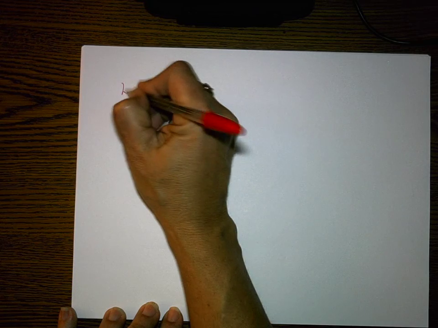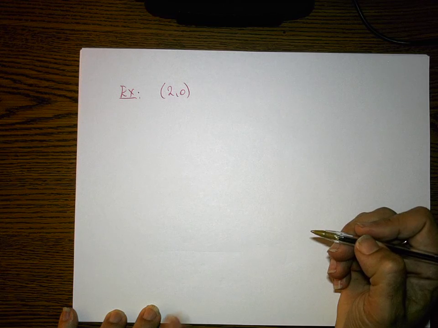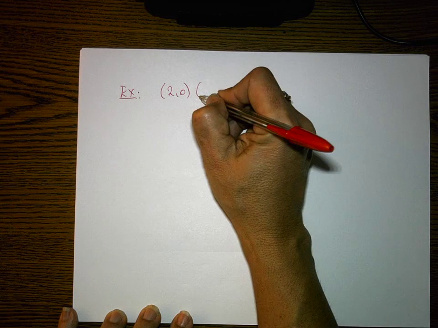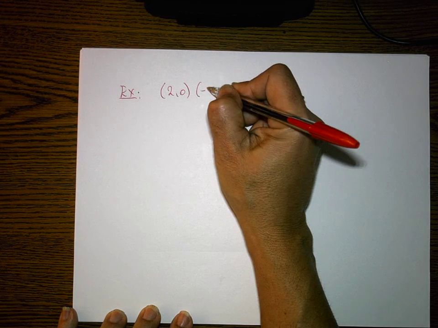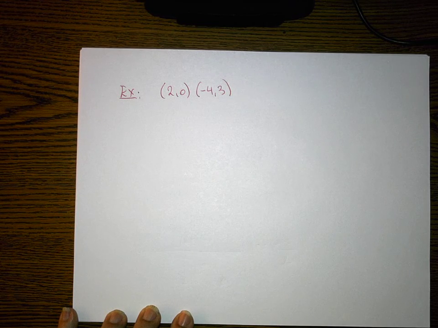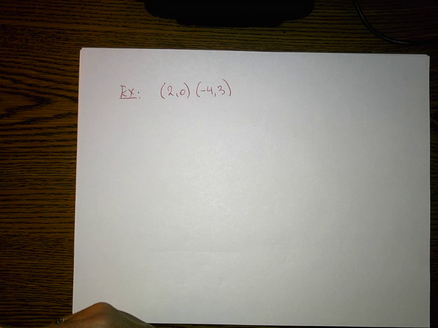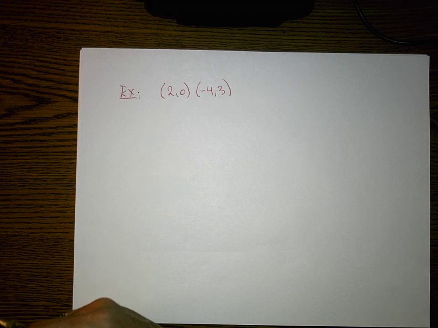All right, so let's do from ordered pairs, from coordinate pairs. I have an example here. Let's do 2, 0, and negative 4, 3. Let's see what we get. We did it from a table, which was kind of easy to tell. We did it from a graph, and we can practice more. But let's see from coordinate pairs.